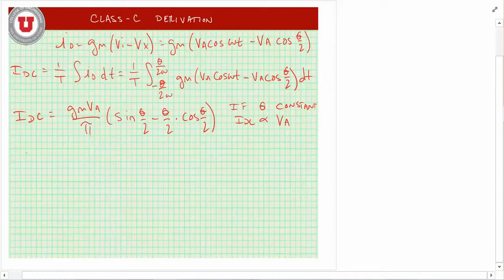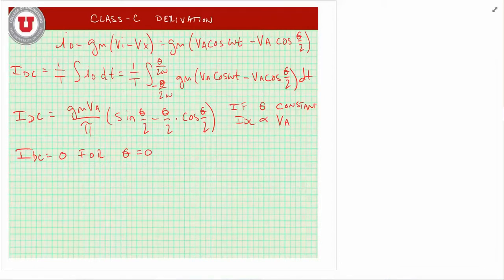Okay, so we can also show that IDC is equal to 0 for theta equal to 0. So saying if the conduction angle is 0 degrees, then we don't have any DC current. And that makes sense as to why the efficiency goes to 100%, because we don't have any DC current, we're not burning any power.